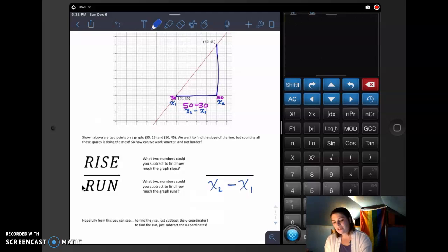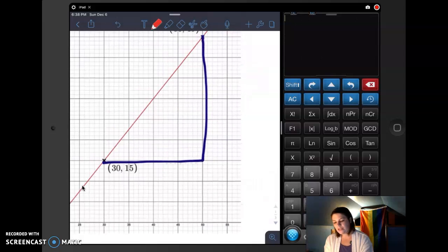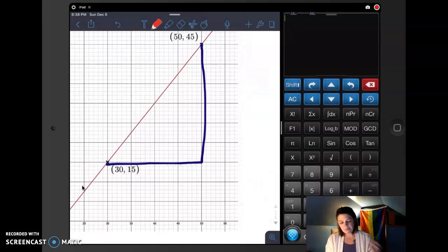So the same thing applies if we were looking in the other direction. So goodbye, x's. We're going to talk about the y's now. So down here, we can see that 15 is where we're at here, right? Between here and here is 15. And we're going up to 45. So what we're actually doing is we're going up 30. 15 plus 30 is 45.